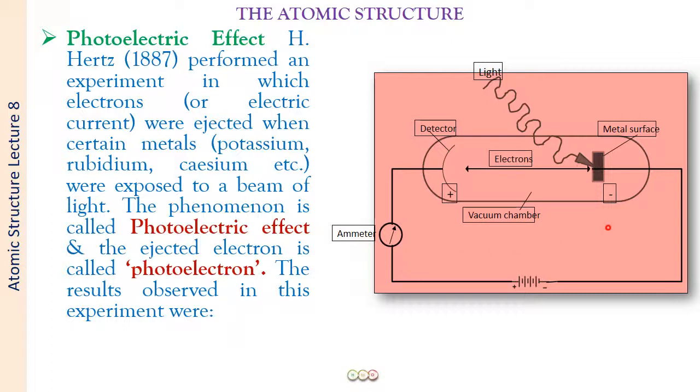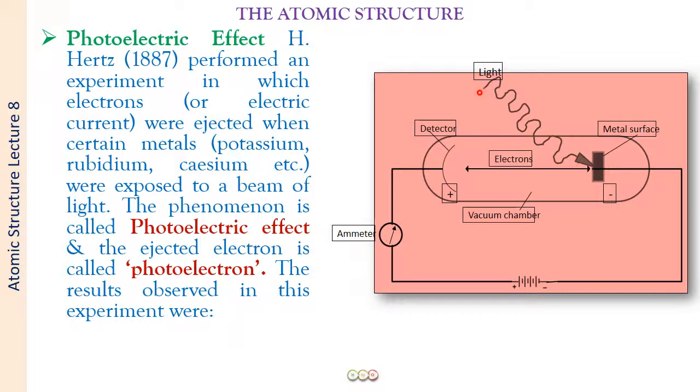So let us see the experimental setup and the experiment. We have an evacuated glass tube. Evacuated means all the air has been removed with the help of a vacuum pump, creating a vacuum inside this glass tube. There are two electrodes, the positive one, the anode, and the negative electrode, the cathode, connected to a battery, and light is allowed to fall on the cathode. The light, please remember, is monochromatic light, that is, of one specific wavelength or frequency.